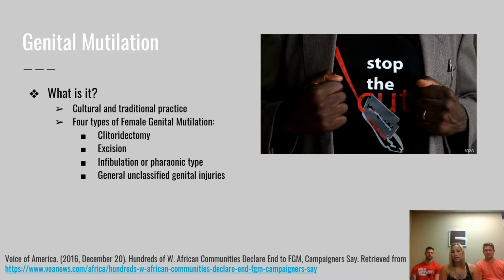You have clitorectomy, which is partial or total removal of the clitoris and or its prepuce. You have excision, which is the clitoris and labia minora are partially or totally removed with or without the labia majora. And then you have infibulation, which is the narrowing of the vaginal orifice with creation of a covering seal by cutting and positioning the labia minora or majora with or without the removal of the clitoris.